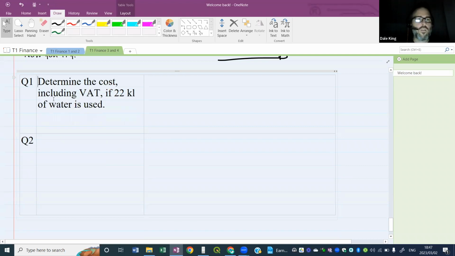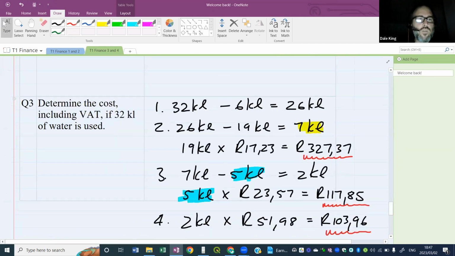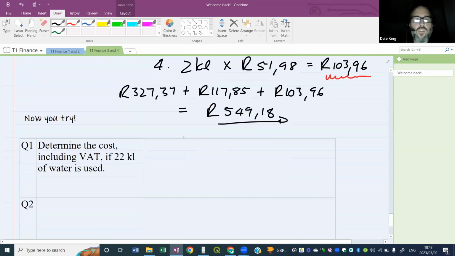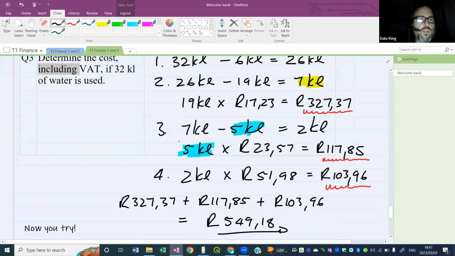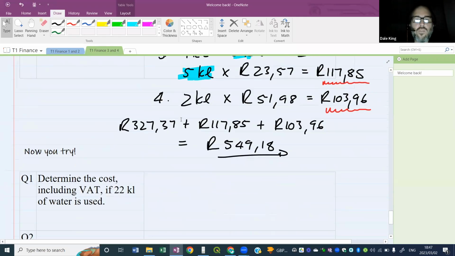Determine the cost. Oh, we forgot to do that, guys. I knew I was going to forget it. But the last one, didn't it say it includes VAT? Yeah, this one said we need to include VAT. They want us to calculate the cost including VAT. So these costs on the table are excluding VAT, so we have to add VAT in the end.